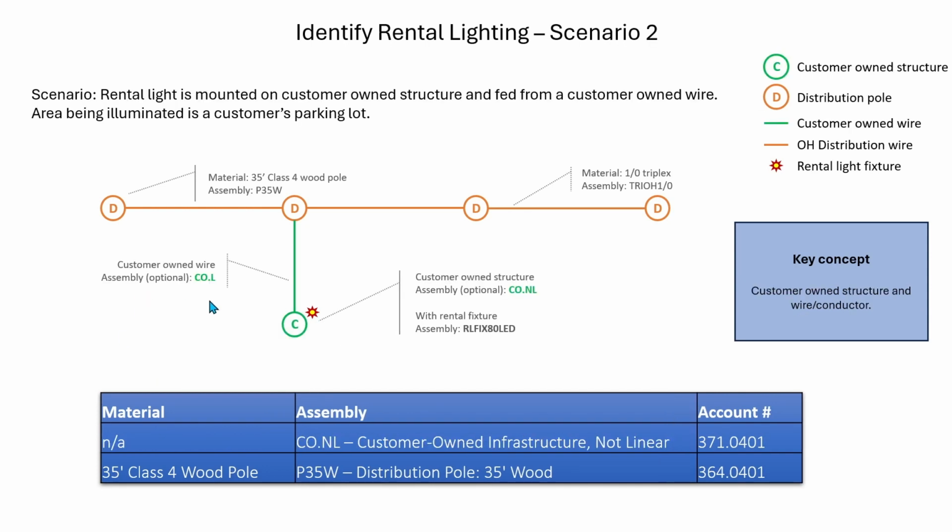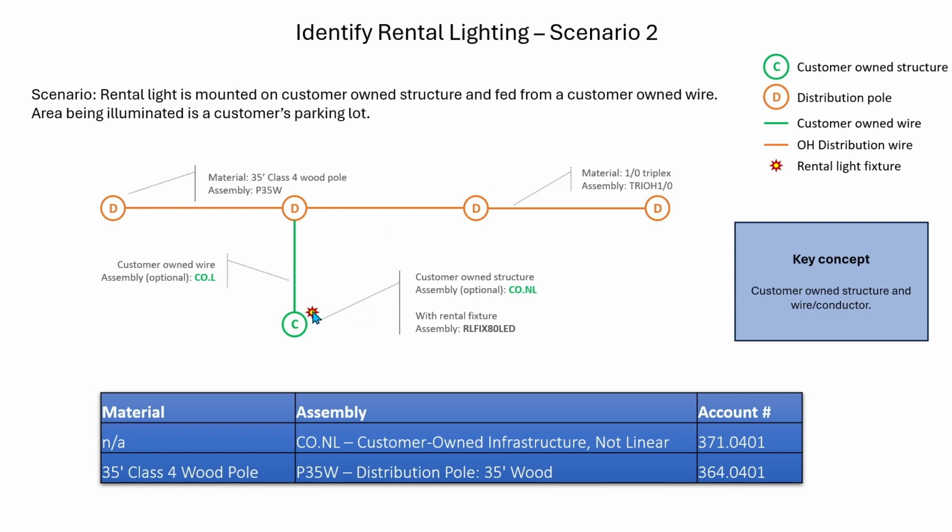In rental lighting scenario 2, the only difference is the wire and the pole are owned by the customer. We indicated that using assemblies that start with CO for customer owned. You can see that for both the wire and for the pole here. Those will be optional in many cases. It really depends on how your utility wants to track these, so they may not be necessary at all. So please check on that before looking for those assemblies.